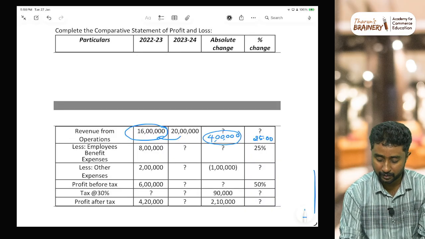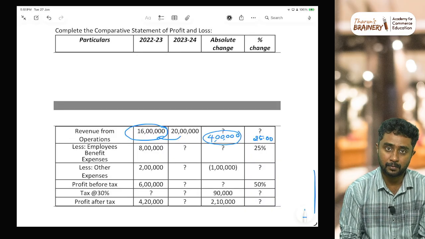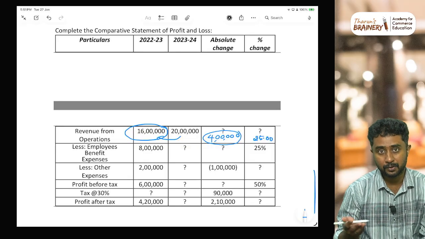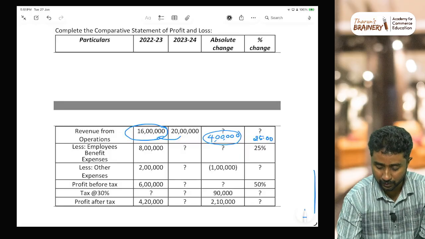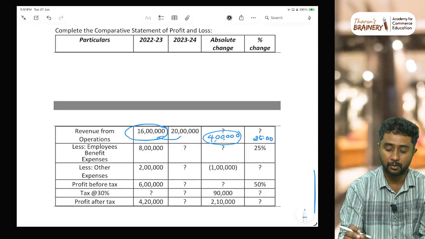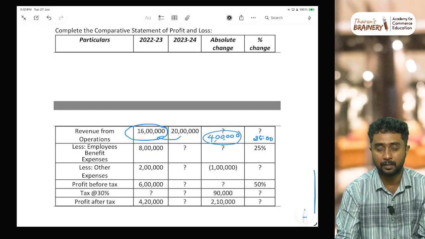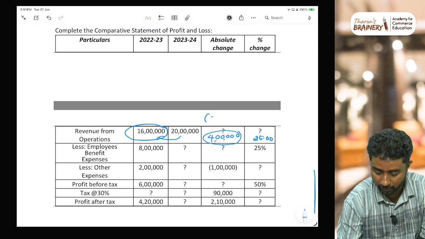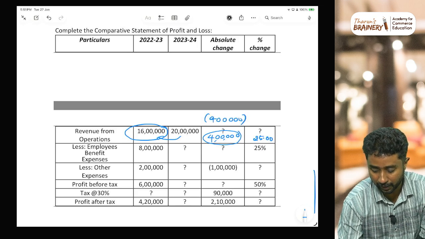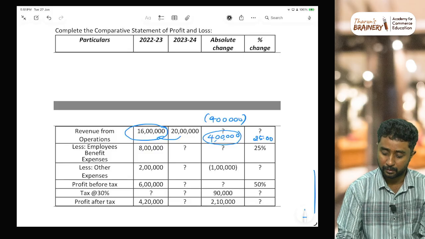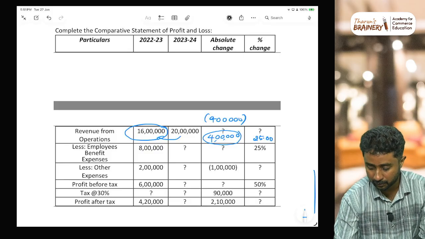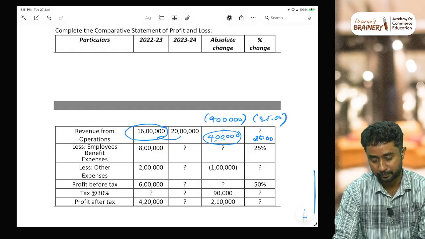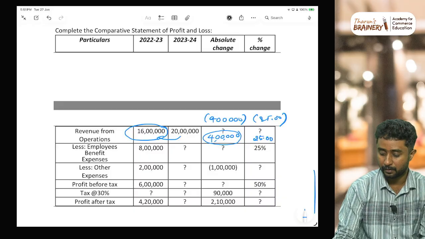So I will repeat what we did here. First we found the absolute change. Absolute change is very easy. Current year value minus previous year value, so you are getting 4 lakhs. Sometimes negative value is also possible. Say for example, we just assume that 16 lakhs were for current year and 20 lakhs were for previous year. 16 lakhs minus 20 lakhs, you will be getting negative 4 lakhs. So negative is indicated with brackets in the comparative statement. Similarly, when you are calculating the percentage also you have to put inside brackets. Clear? So this is how you have to do.